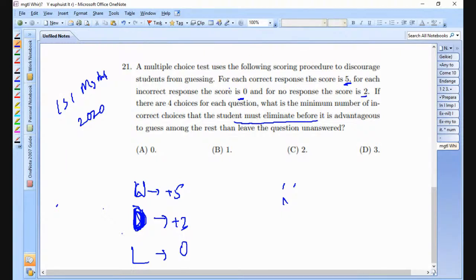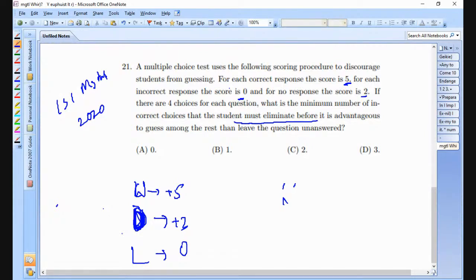It's a beautiful question. First, we'll take the case 1, eliminating 0 choices. So probability of going wrong will be 1 by 4. Then we will find the marks that will be obtained per question. That will be 3 by 4 into 0 plus 5 by 4 is equal to 5 by 4. Then we will eliminate 1 choice. Then the probability of the question going wrong will be.